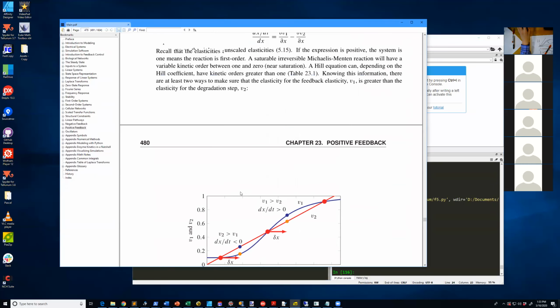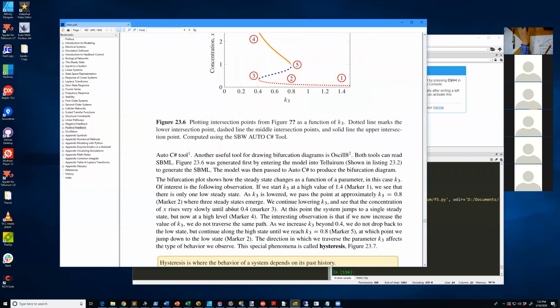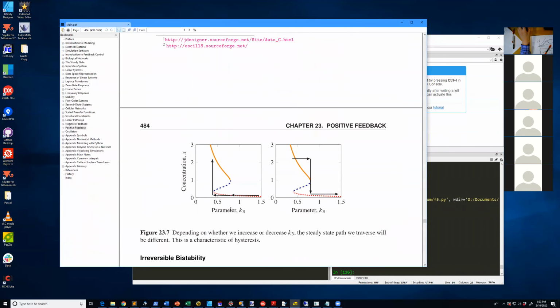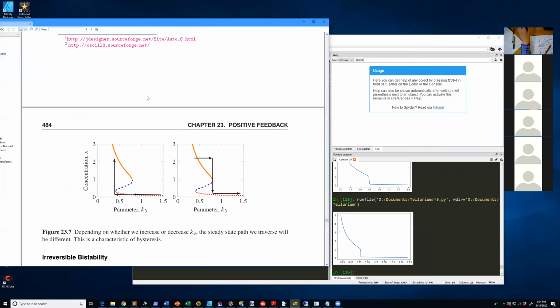Do I have this picture here? I think I have it somewhere. Hold on. Yeah. So that reflects what's happening here. Although I think the curve is the other way around here, but that doesn't matter. Oh no, it's correct. So this is the high point. As we increase K3 and follow the high point, at this point here it just jumps down and carries on up. This is exactly what we have here.